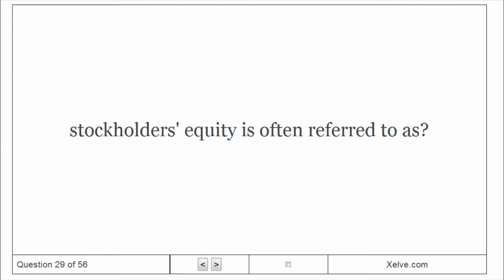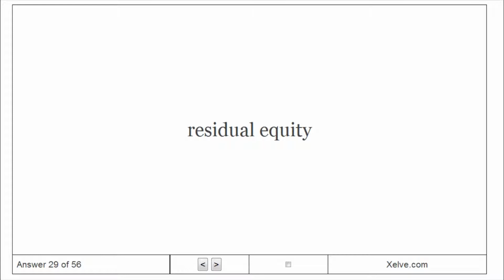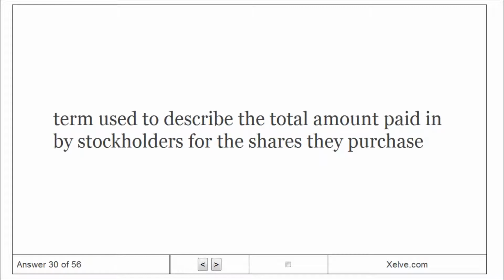Stockholders' equity is often referred to as residual equity. Common stock. Term used to describe the total amount paid in by stockholders for the shares they purchase.